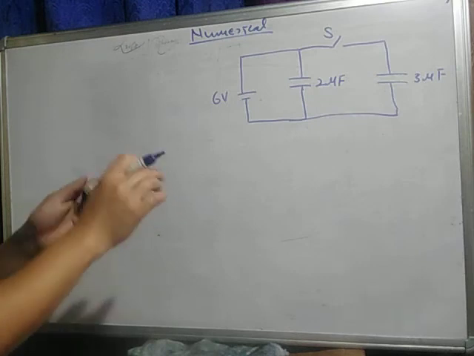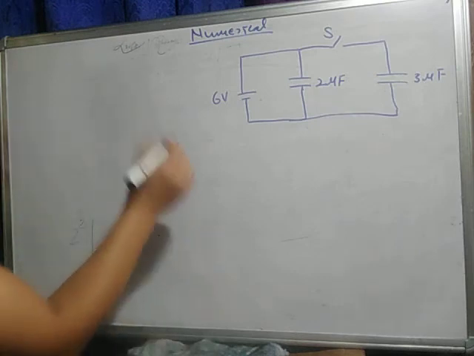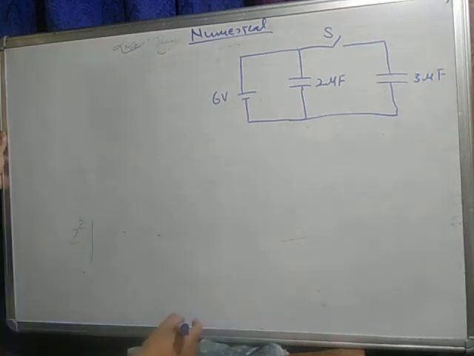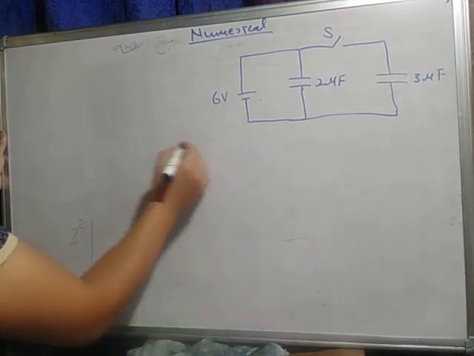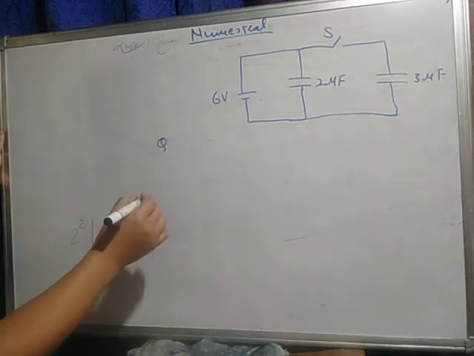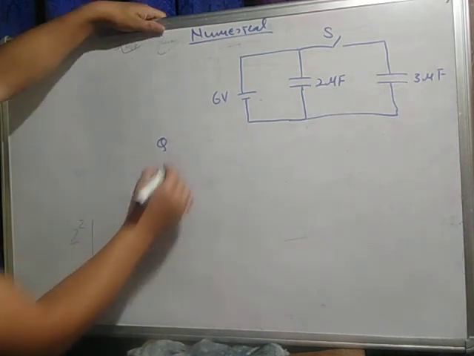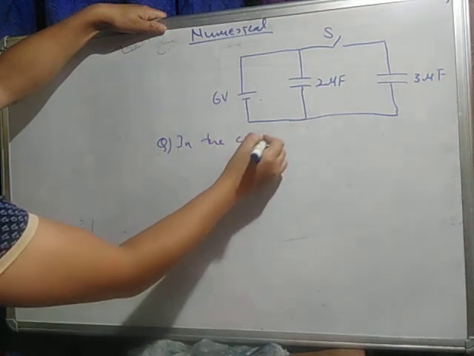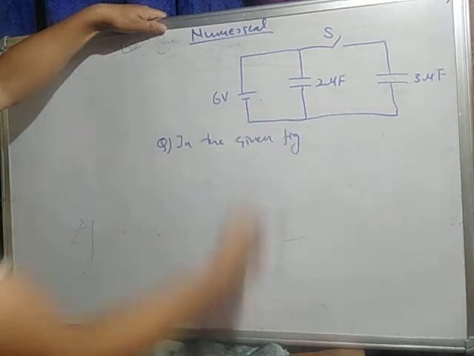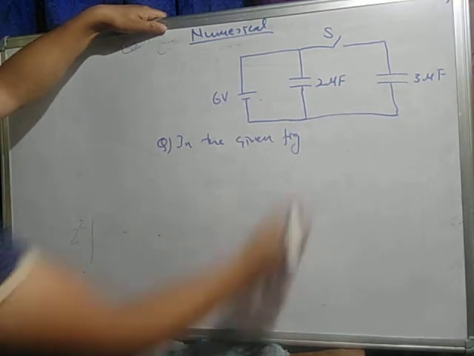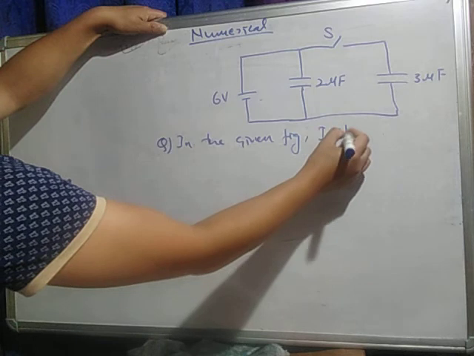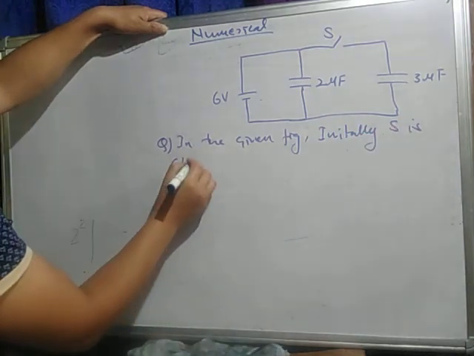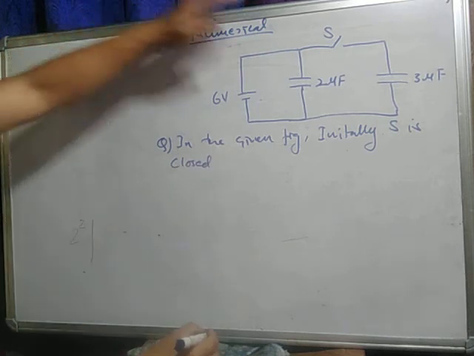Okay, so write down the question. First make the figure and only write the question, otherwise you'll get confused. Okay, so question: in the given figure, this is the figure. Initially S is closed, the switch is closed.